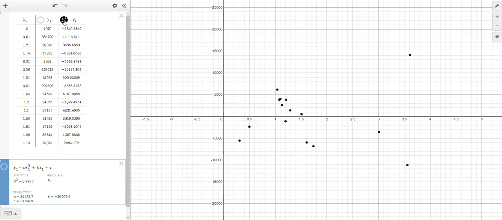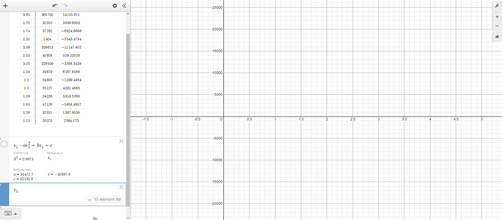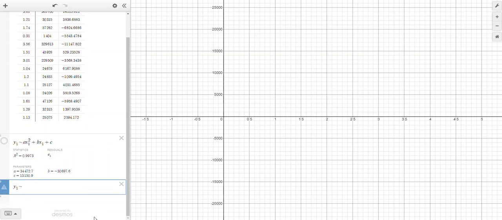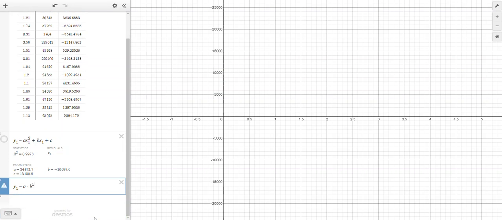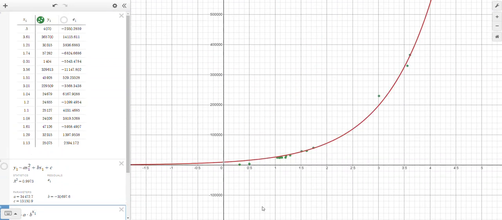So I'm going to turn off this residual plot, come down to the next line. The equation for an exponential is y equals a times b to the x. So I'm going to type y1 tilde a times b to the x1 power. So I'm going to go back up here, turn on my original data, zoom back in on that, so you can see my exponential of best fit here.